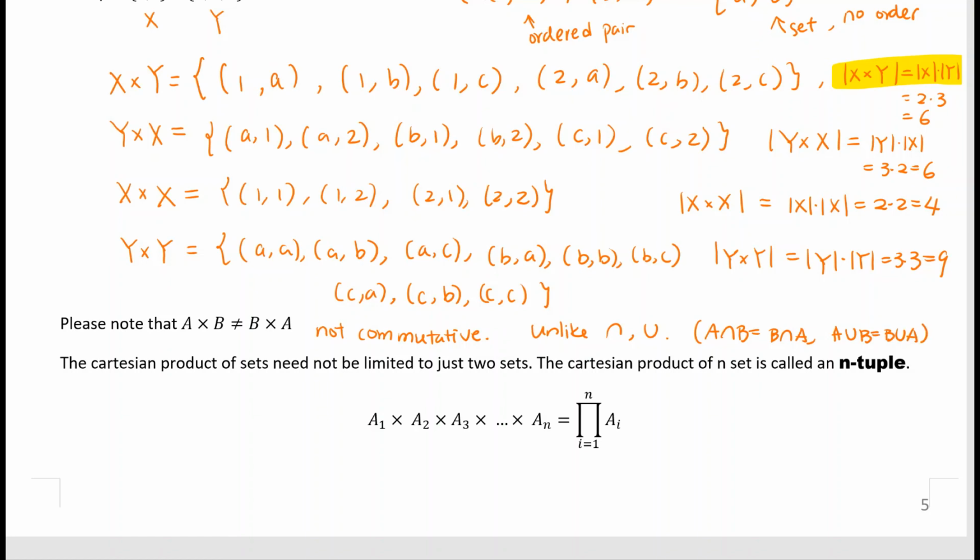Okay, next, the Cartesian product of sets need not be limited to just 2 sets. The Cartesian product of n sets is called an n-tuple. The notation, this symbol looks like a pi, right? And your index i goes from 1 to n. Okay, so this is the notation for Cartesian products.